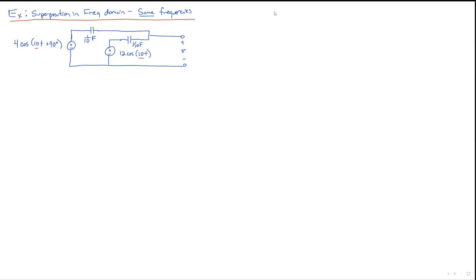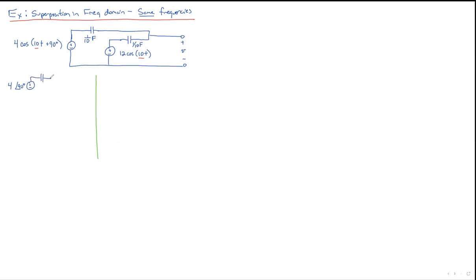And to use our concept of superposition here, we'll analyze it firstly, just keeping this one on and turning this to zero. So a zero voltage source is a short. If it was a current source, it would be an open. And in the frequency domain, our source looks like this.